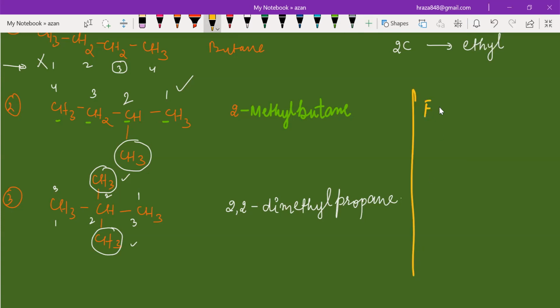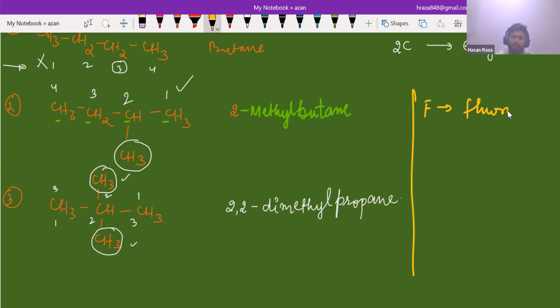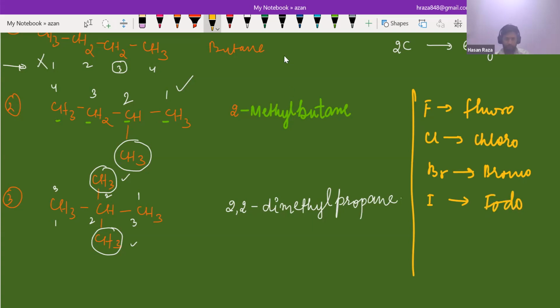Okay. If there is fluorine, then we use fluoro. If there is chlorine, then we use chloro. If there is bromine, then we use bromo. These are the names in nomenclature that we take. If iodine is there, then we use iodo. Please do write.